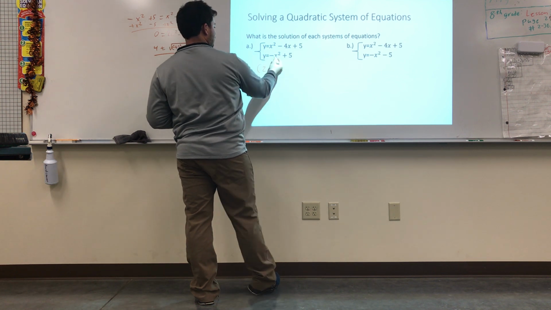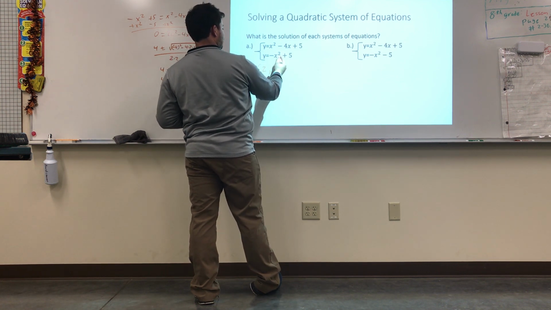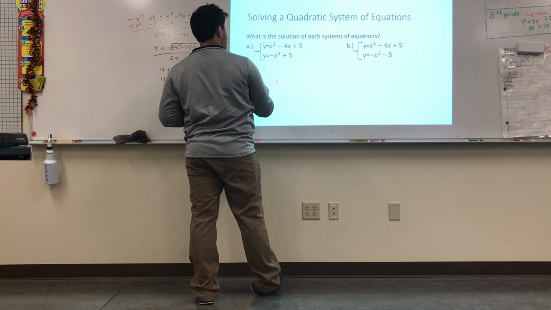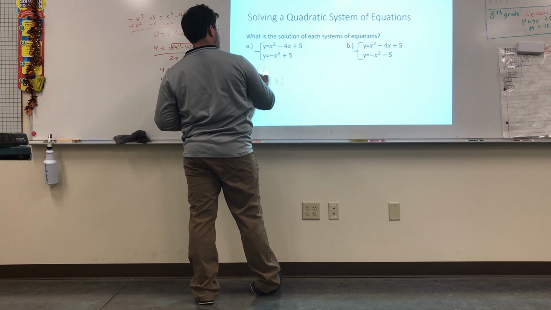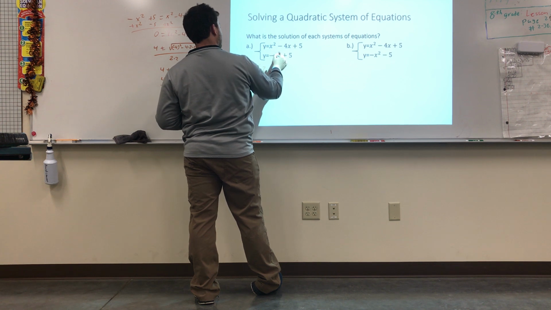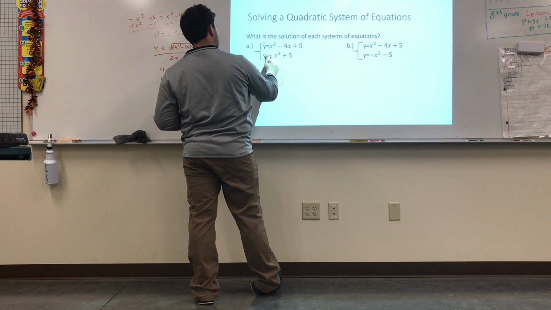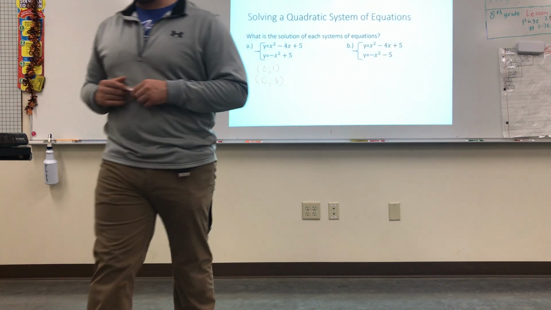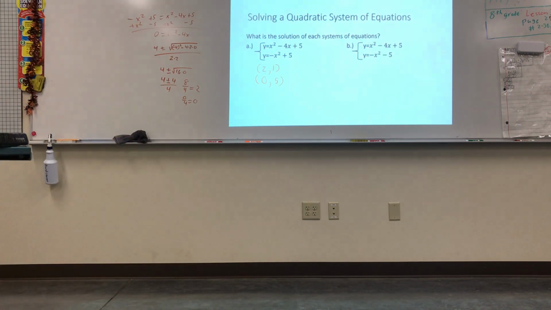Okay, now I sub this in. I put 0 in here. 0 squared is going to get me 0 plus 5 is 5. Put 2 in there, you're going to get 2 squared with the negative, so you're going to end up with negative 4 plus 5, which would then give me 1. And there's my ordered pair for that one. Now, the last one.